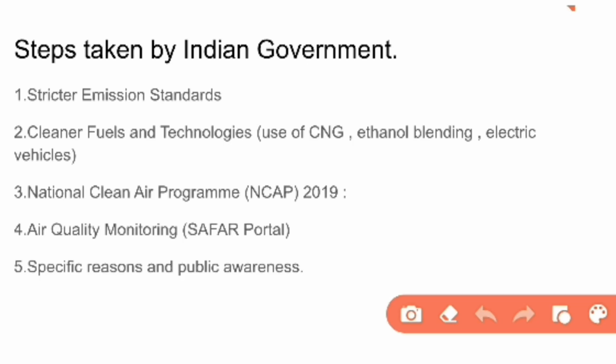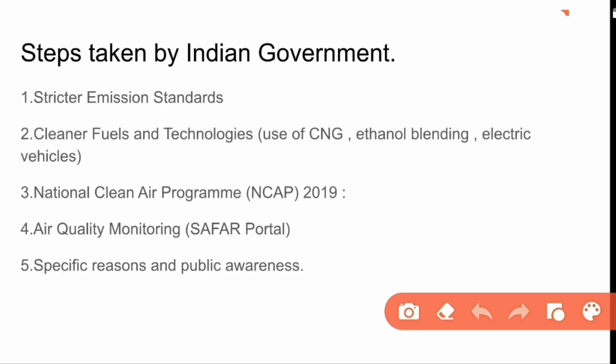The government has already taken many steps on this serious issue. But ultimately, if we don't have enough awareness, then nothing is going to work. Here the first step is strict emission standards. It means some primary pollutants will definitely come out, but there should be a limit. So that has been set.